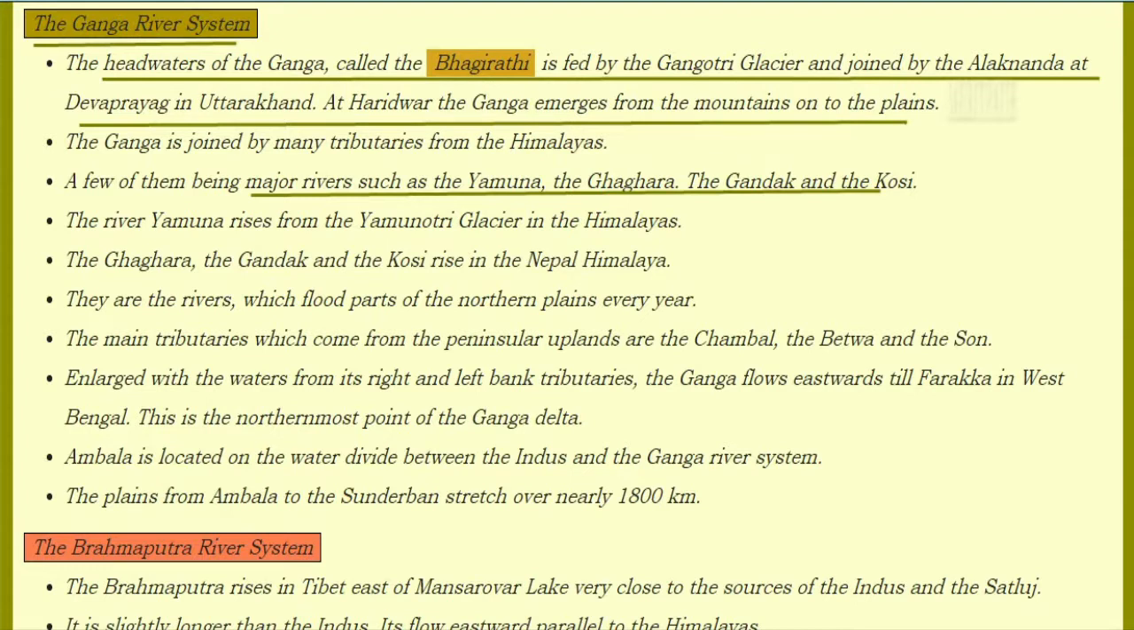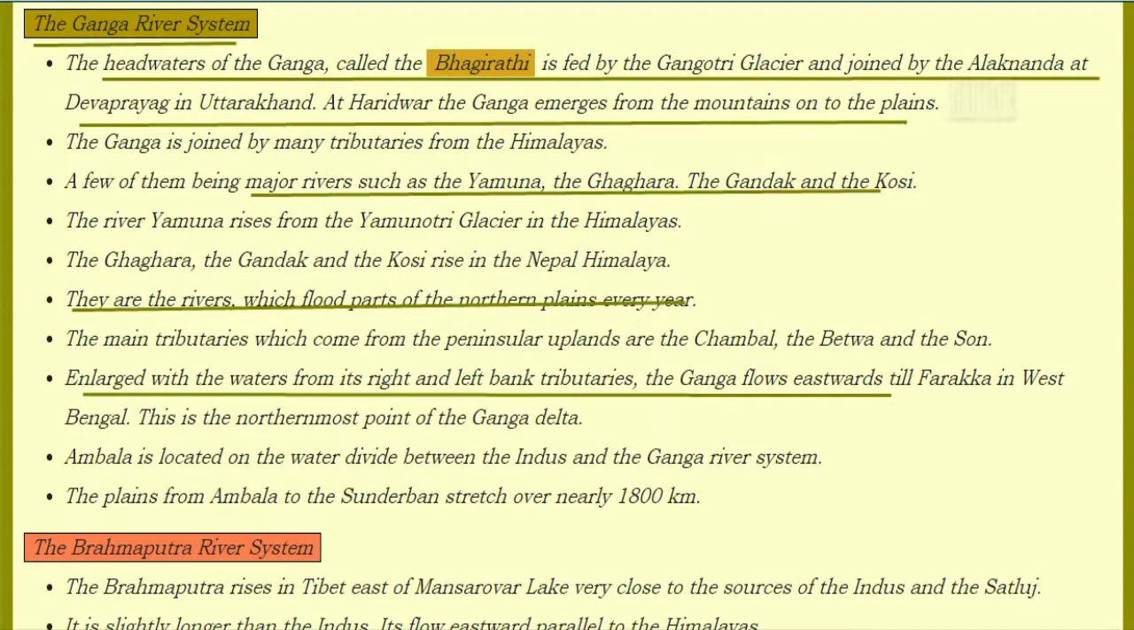So Yamuna river rises from the Yamunotri glacier in Himalayas. Ghagra, Gandak and Kosi, they rise from the Nepal Himalayas. So these rivers flood parts of the northern plain here. Main tributaries come from the peninsular uplands and they are Chambal, Betwa and Son, and then enlarge with the waters from the right and left bank tributaries.